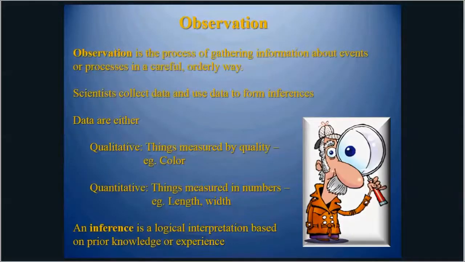An observation is the process of gathering information about events or processes in a careful, orderly way. Scientists collect data and use data to form inferences. The data they collect can either be qualitative, meaning things that are measured by quality. So color, texture, sight, sound, taste, smell, behavior, those are all qualitative observations.